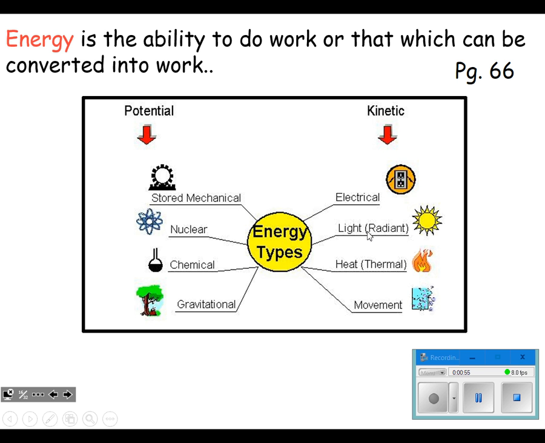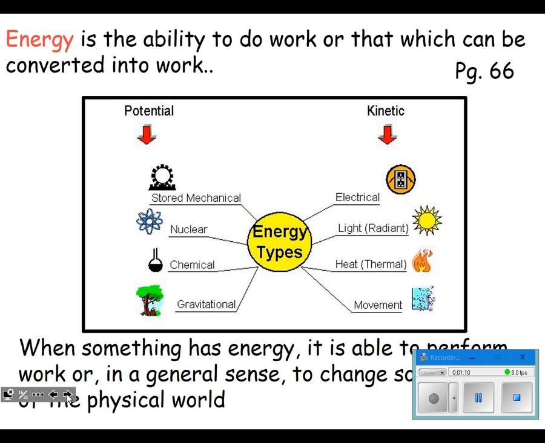Electricity, electrons move. Light, again, electrons are moving, creating waves or packets of particles. And then thermal, you have waves moving of heat. So all of this is movement types of energy. So when things have energy, they're able to perform work, or in a general sense, to change some aspect of the physical world.